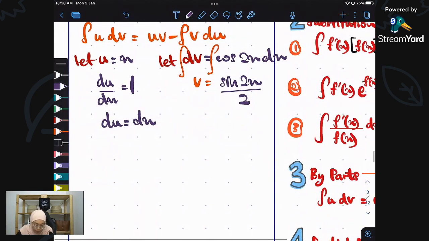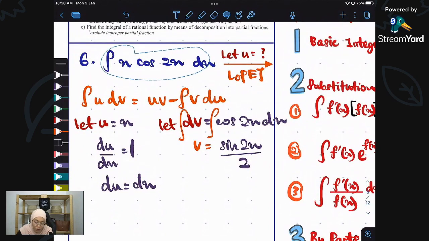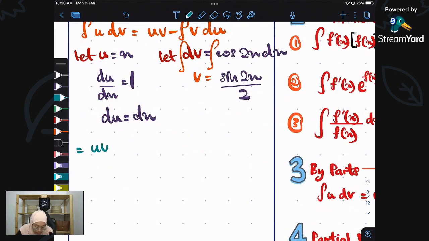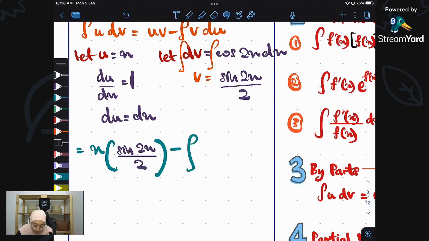Alright, and so I write down my question back. No, I don't have to write down the question back. I know already that this is u and this is the dv. And so saya just masukkan saja the uv minus integral v du. So my u is x, my v is sin 2x over 2, minus integral of the v times it with du. My du is right now here is dx. I hope by now you understand these things already.